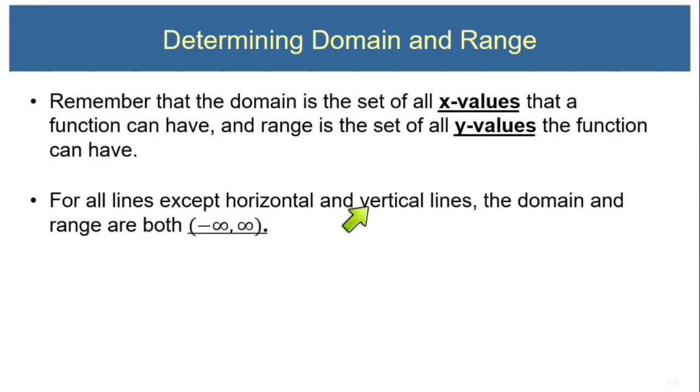For all lines except horizontal and vertical lines, the domain and the range will both be -infinity to +infinity, and we'll see why in just a minute. And we'll also look at a couple of examples with horizontal and vertical lines so you can know what happens to the domain and range on problems like that.